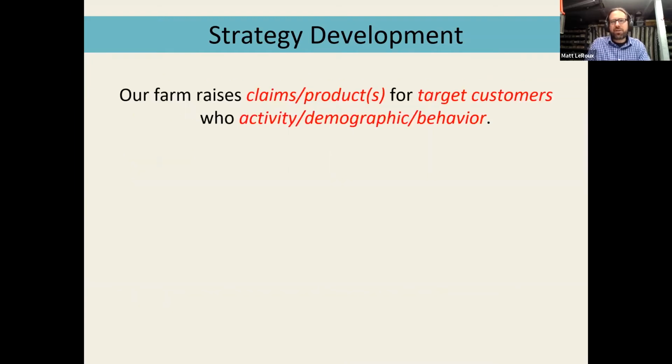All right, so this is a strategy sentence, and this is how, if I were you, I would sit at the kitchen table with my pot of coffee and work on writing a sentence that describes my target customers in great detail.